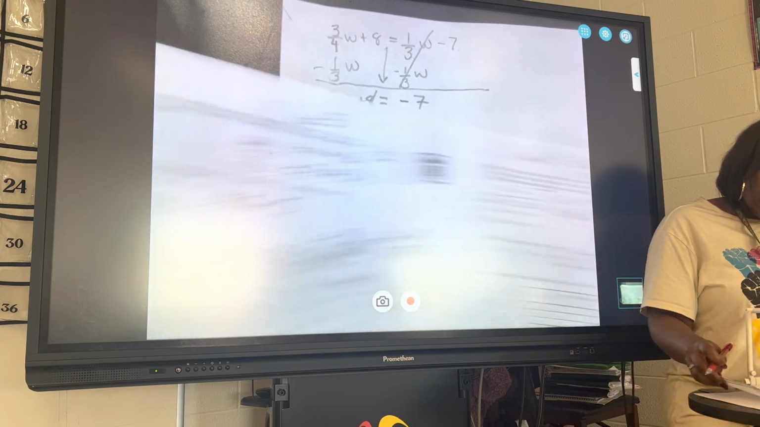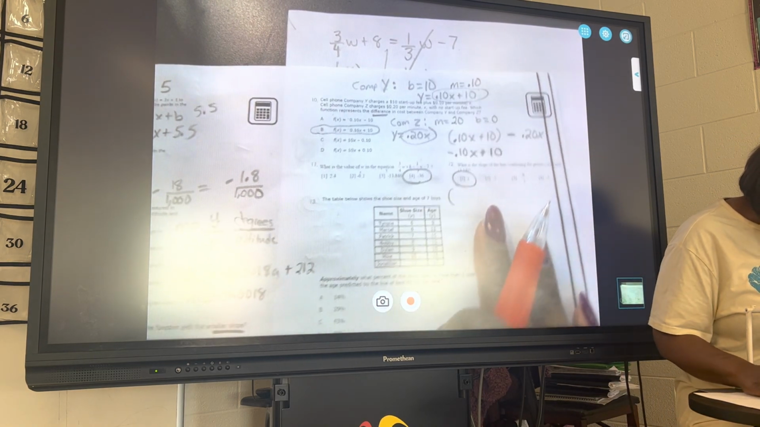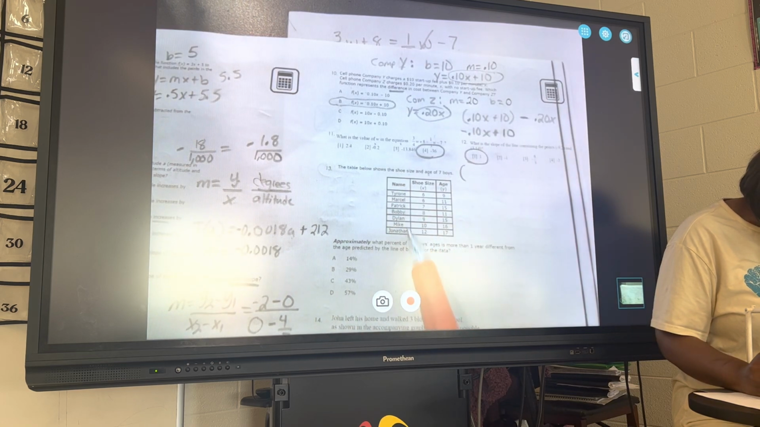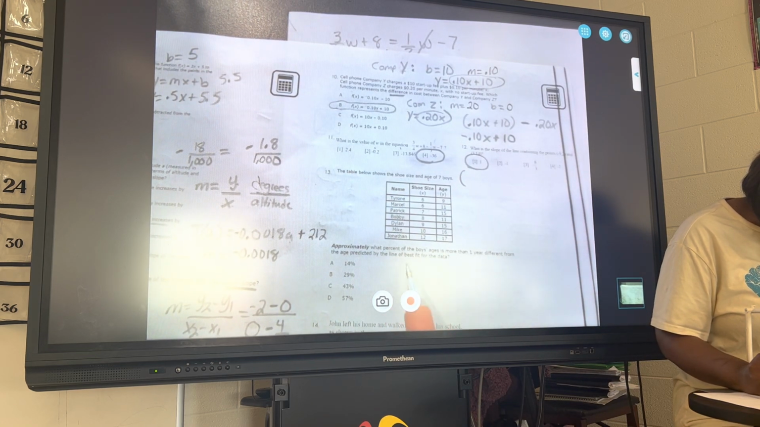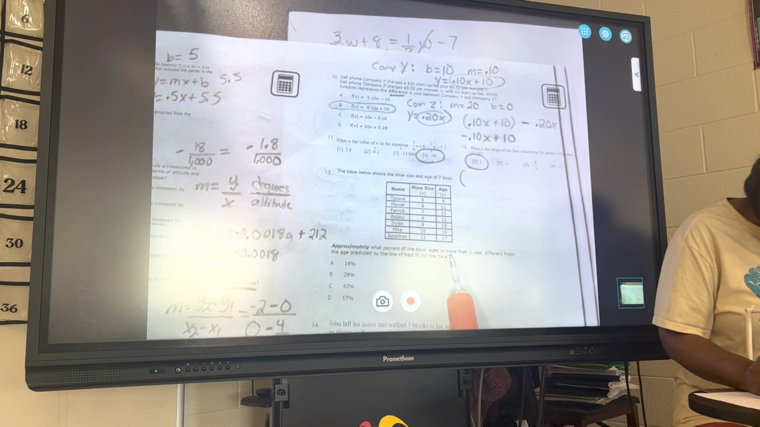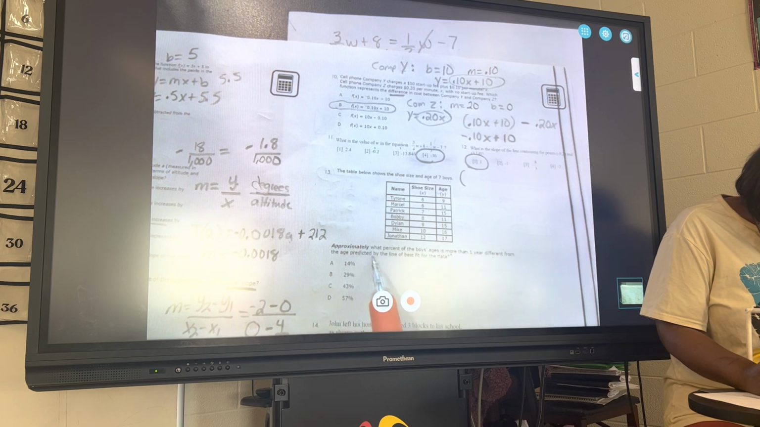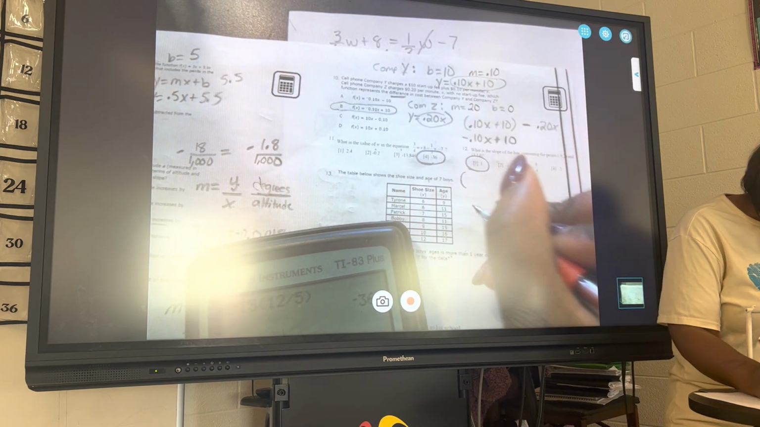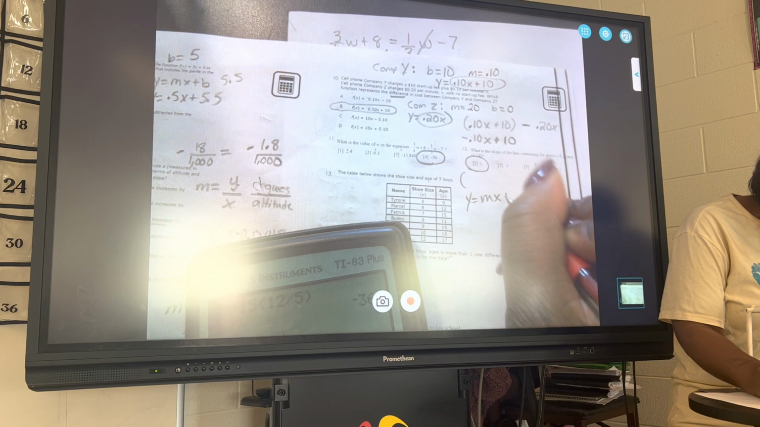Alright, so let's do this one, number 13. It says the table below shows the shoe size of 7 boys. Okay, so these are 7 boys right here. It says, what is the percent of boys whose ages is more than 1 year different from the age predicted by the line of best fit. Okay, so we have to do the line of best fit, so we have to type these in and figure out what the line of best fit is, y equals mx plus b.